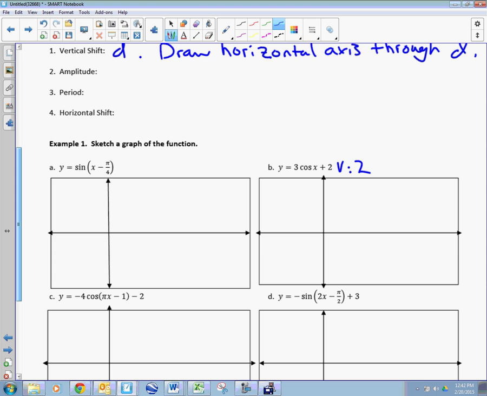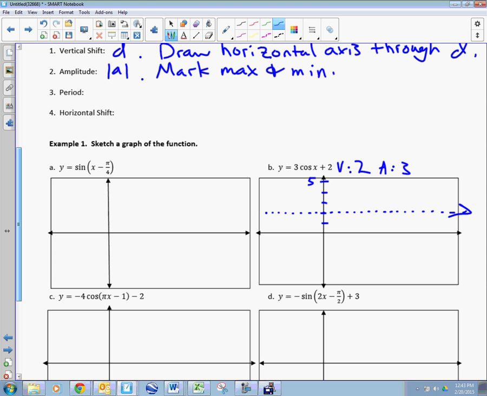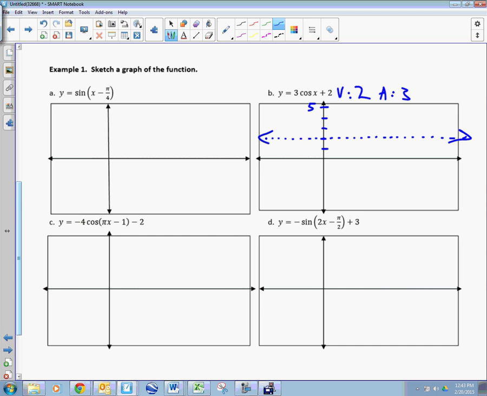Okay. And then what's the amplitude? 3. So amplitude is absolute value of A, and I'm going to then mark the max and min. Tell me if this graph is shifted up 2 units and then the amplitude is 3, what's the largest value the function will achieve? 5. So I'm going to draw this horizontal axis through 2, and then I'm going to mark the maximum and minimum values of the function. You told me the maximum value is 5. What's the minimum value going to be? -1. Because the amplitude is 3, so I'm going to go 3 up from 2 and 3 down from 2.